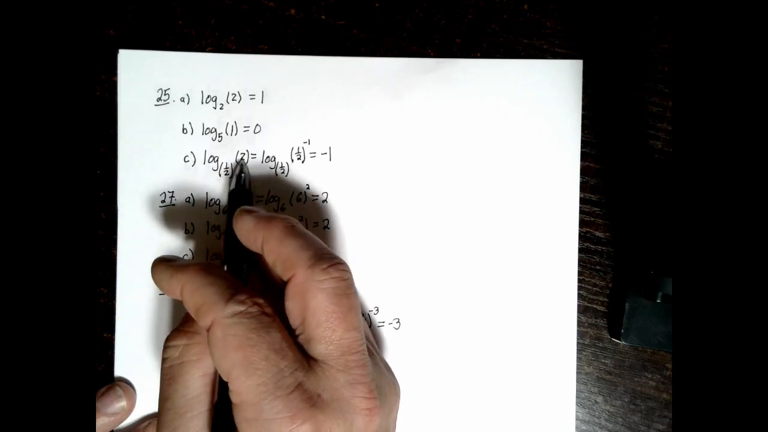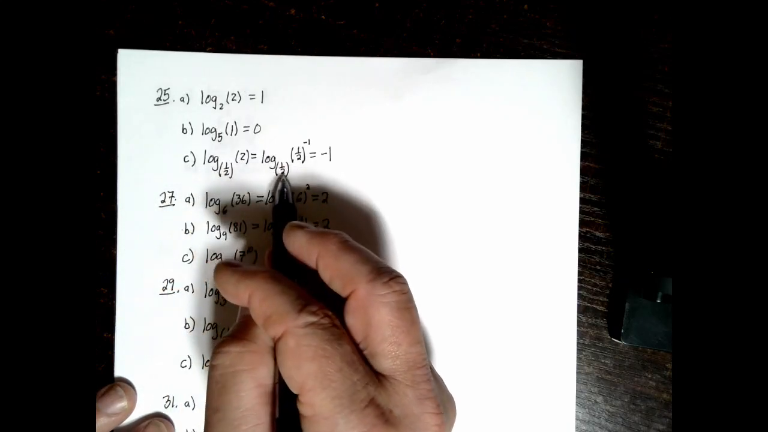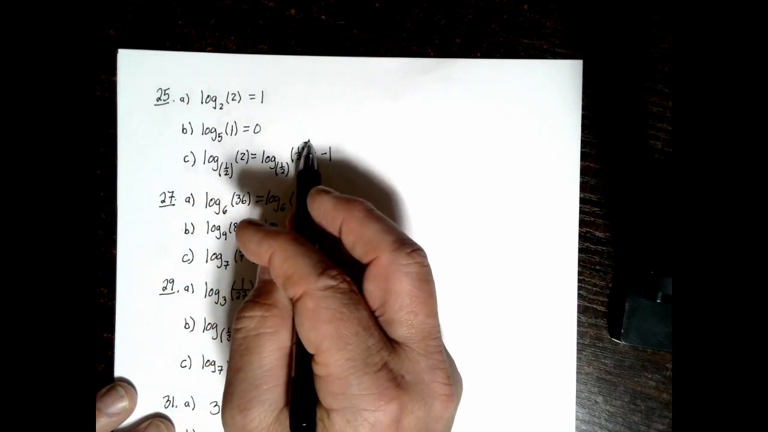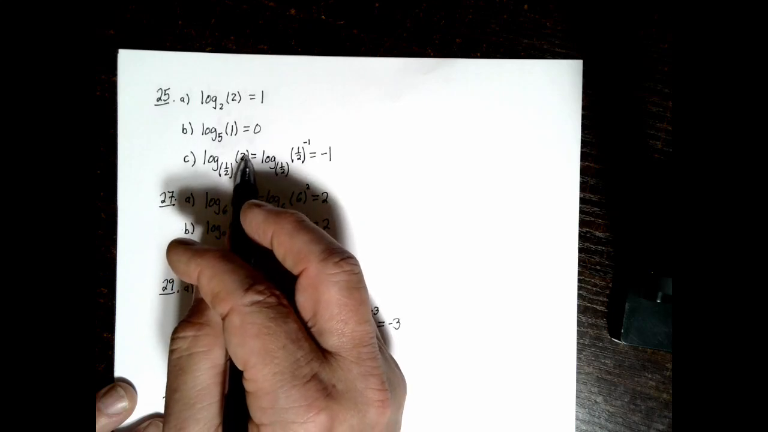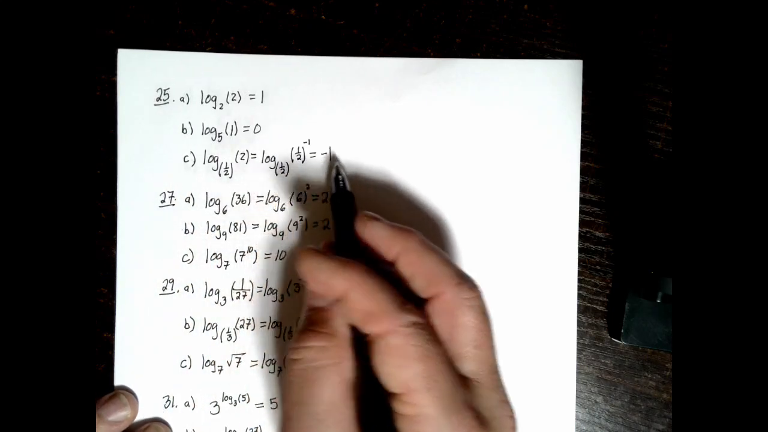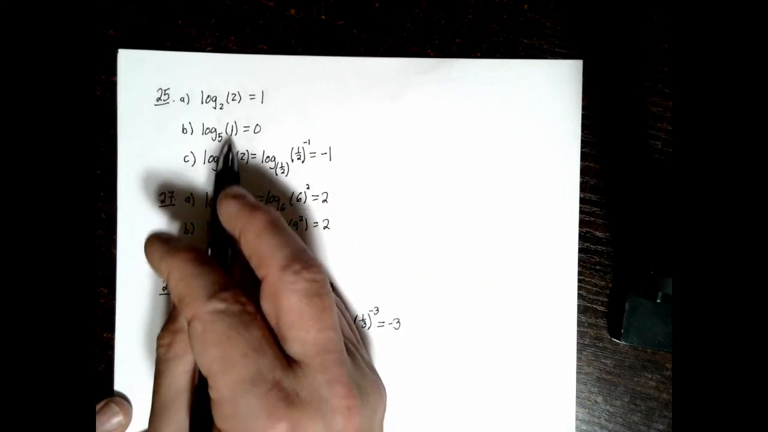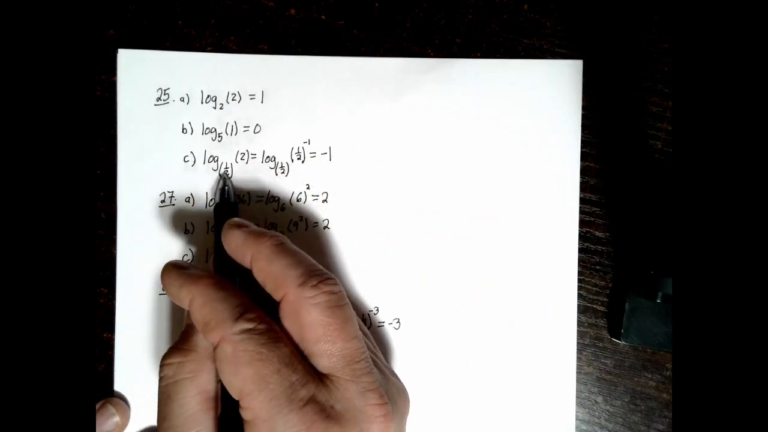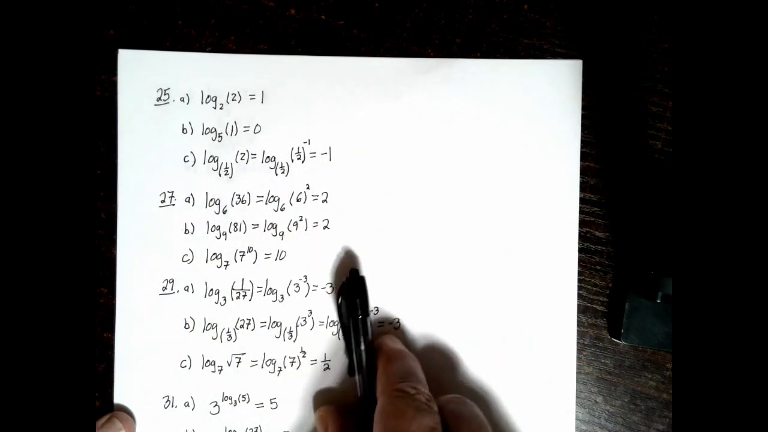Log base 1/2 of 2 equals log base 1/2 of 1/2 to the negative 1. You can cross the fraction bar and write that as 1/2 to the negative 1. And that equals negative 1. So the key here is to write this number in terms of your base, and then you can see what the answer is.